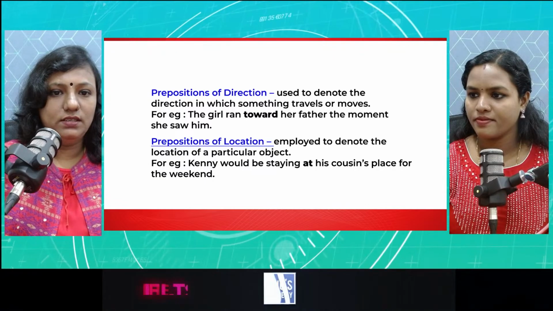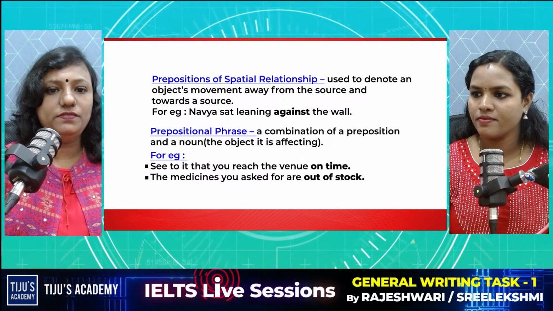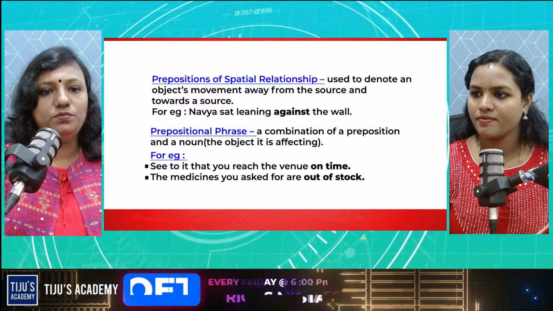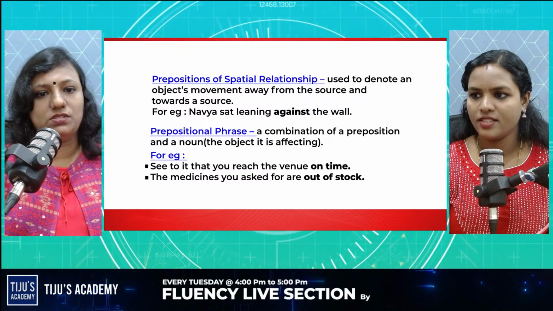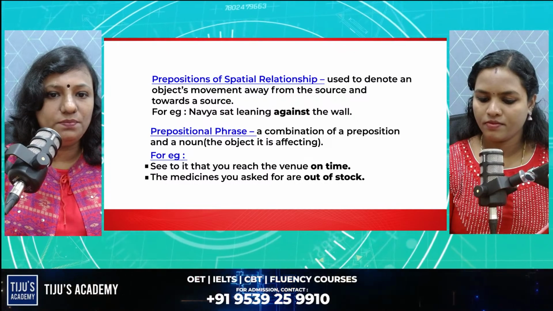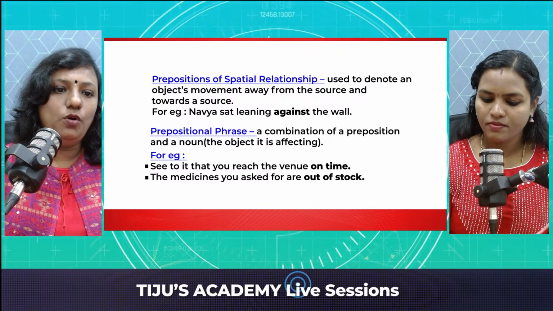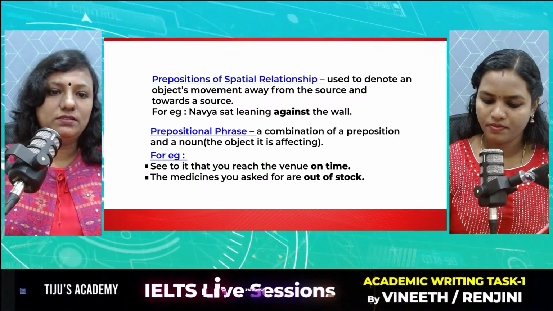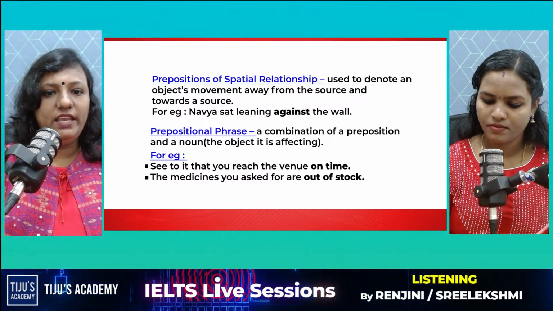Yes. Next, move on to the next slide. Next one is prepositions of spatial relationship. It is used to denote an object's movement away from the source and towards a source. Whether it denotes some space, some relationship between a space, that is either an object moves towards something or away from something. For example, Navya sat leaning against the wall.